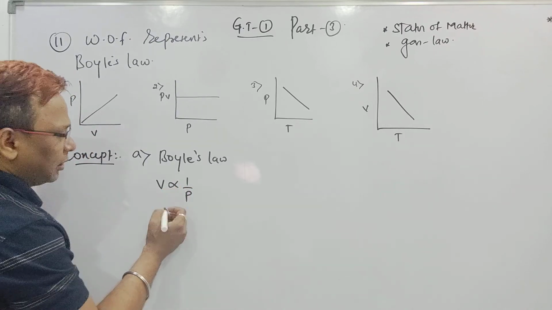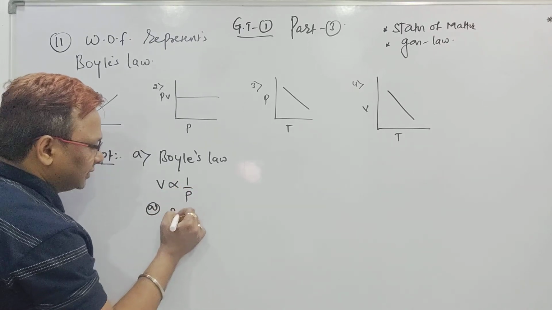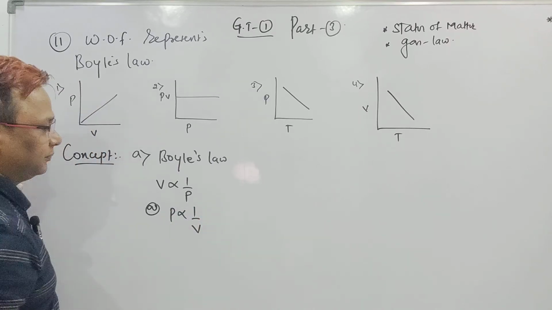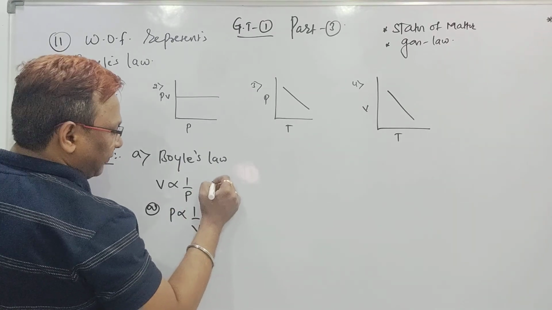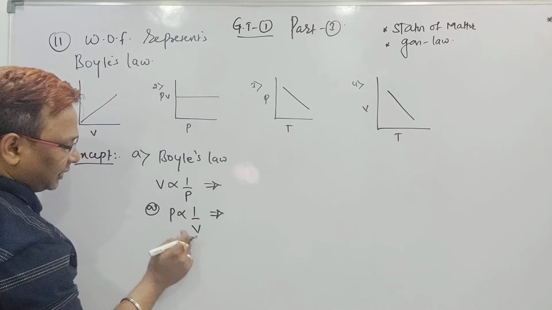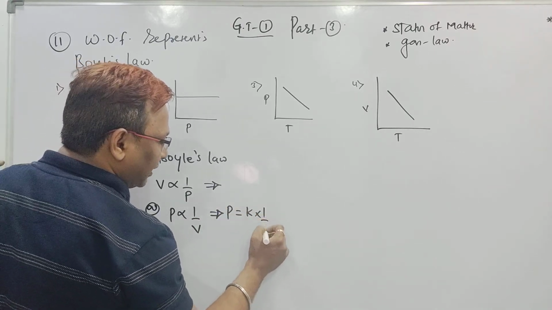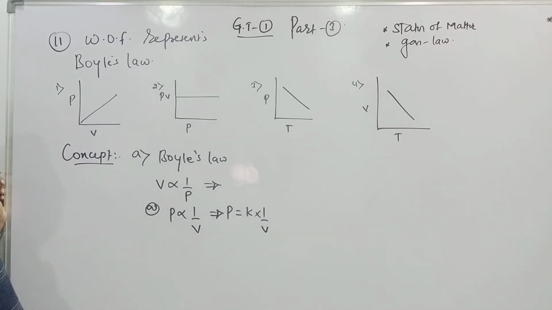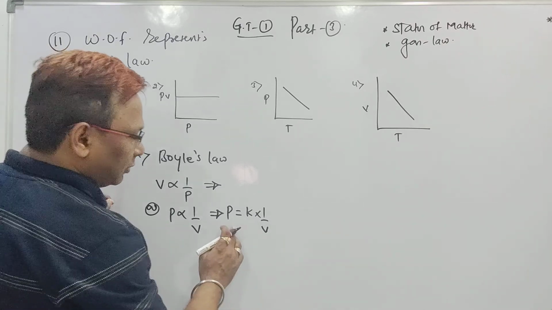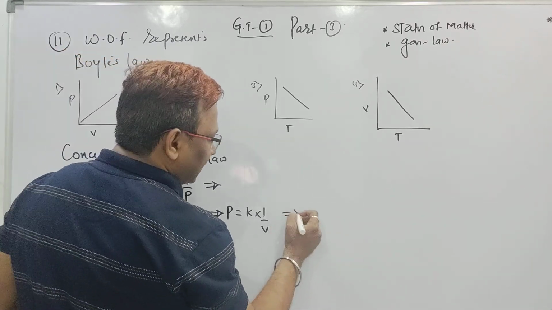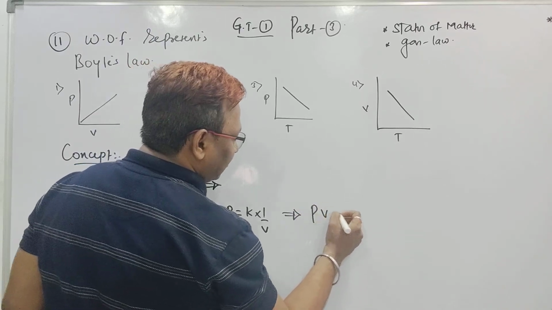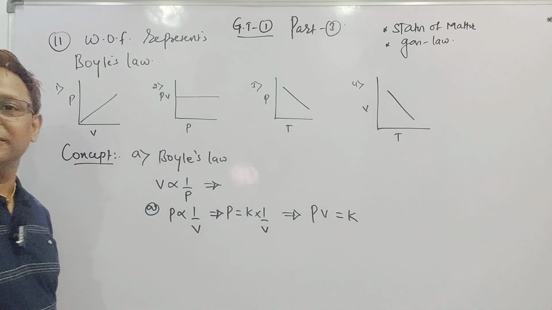Right? Or we can say pressure is inversely proportional to volume. If I want to take this part, P is inversely proportional to V. Can we take P equal to K into 1 by V? Yes, sir, we can take. But if we take P equal to K into 1 by V, it can also be written as PV equal to K. That also we can write.